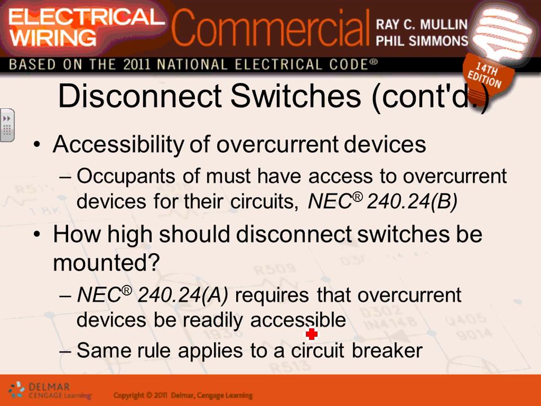Disconnects and switches, guys. It says the occupants have to have access to the overcurrent protection device. That's an NEC code book requirement. It also talks about mounting the switches. When you mount the switch or the circuit breaker, they have to be readily accessible. Occupants have to have access to them. They can't mount them over steps. You can't put them in closed closets in dwellings. You can't put them in a bathroom, and a bunch of other locations where you cannot put these circuit breakers.